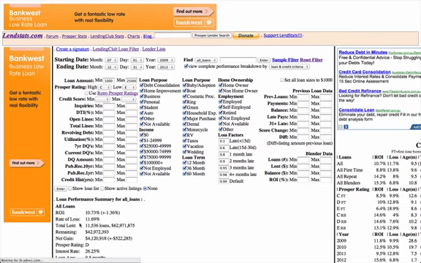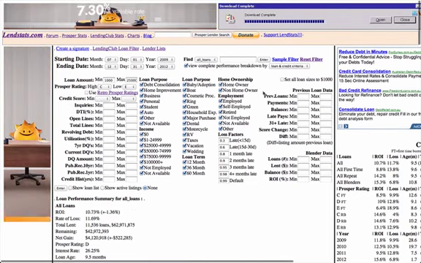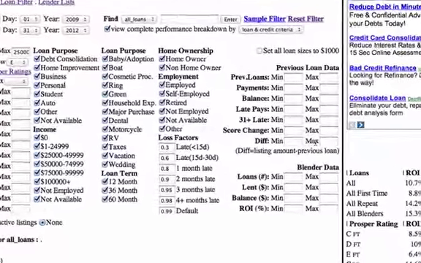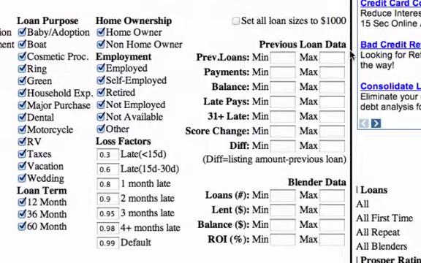And the other thing I want to do now is look at previous borrowers here, and all this information over here relates to previous borrowers.